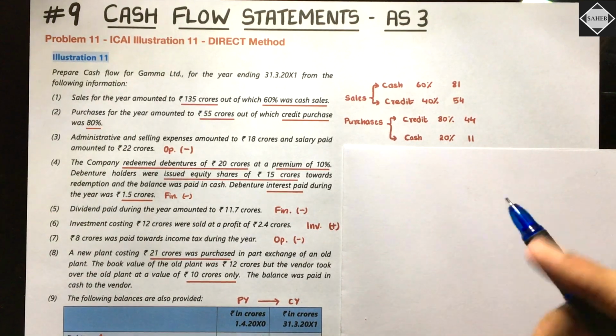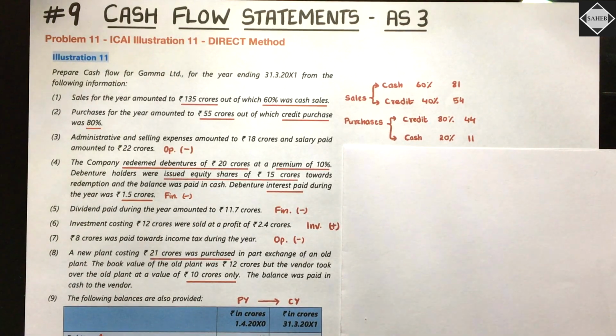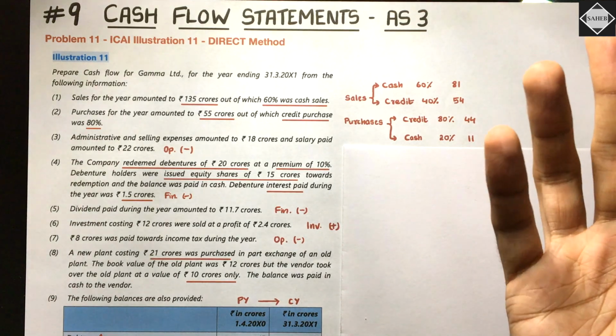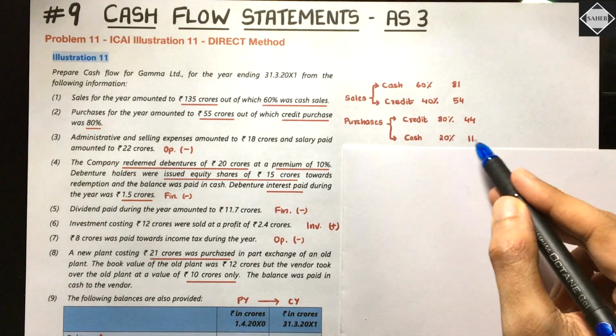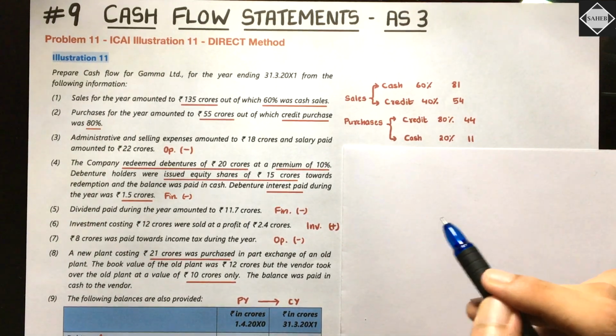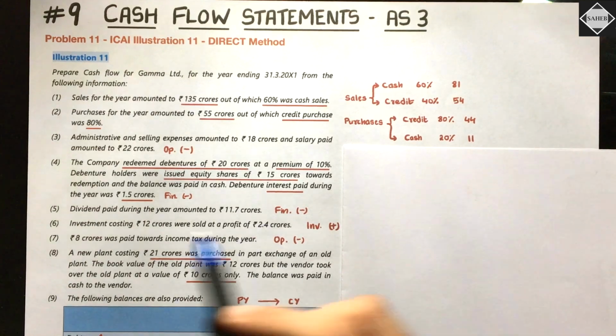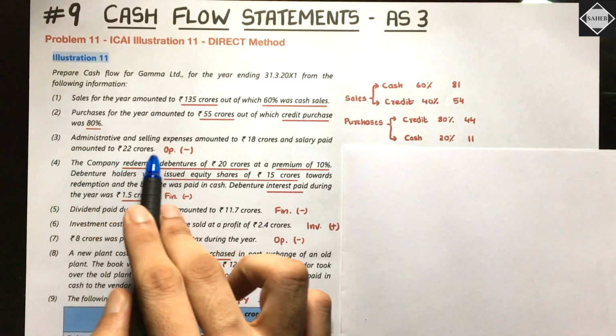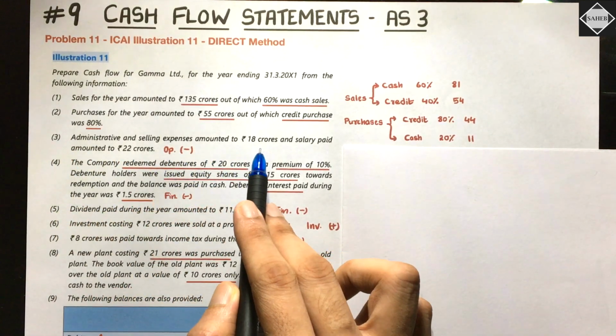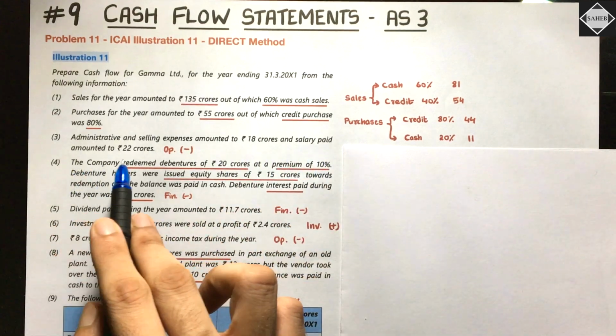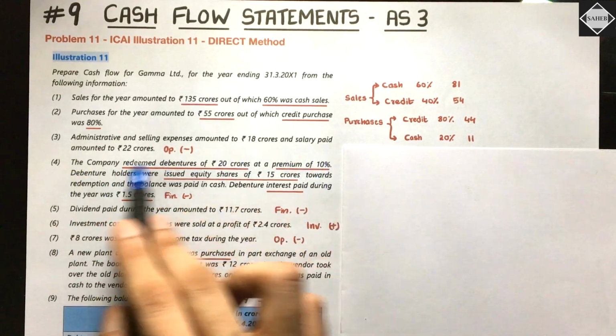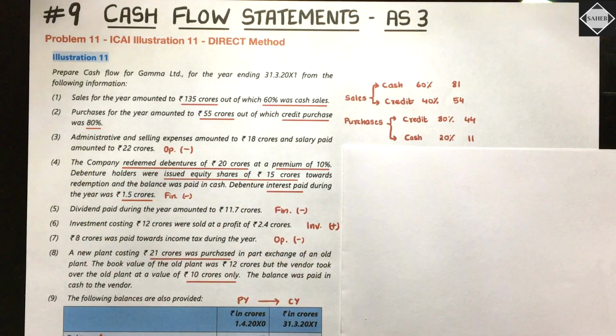Yeah, we have made the purchases. That means, we have paid the money to purchase immediately, right? So this will be subtracted in the operating activity. Simple, cash purchases. Okay. Next, see, administrative and selling expenses amounted to 18 crores and salary paid amounted to 22 crores. So these are what? These are nothing but operating expenses. Let me just show you the format of direct method.